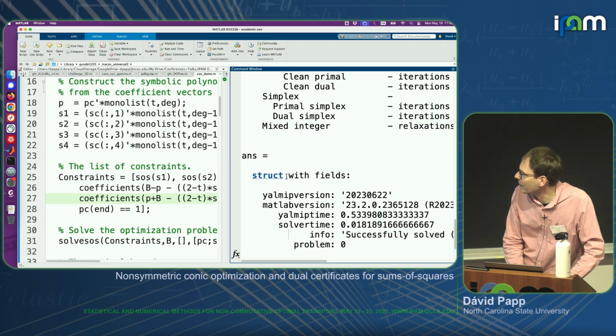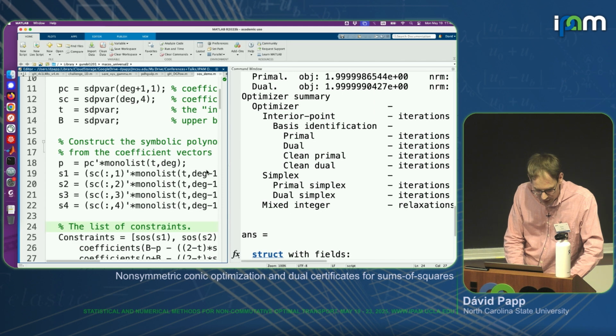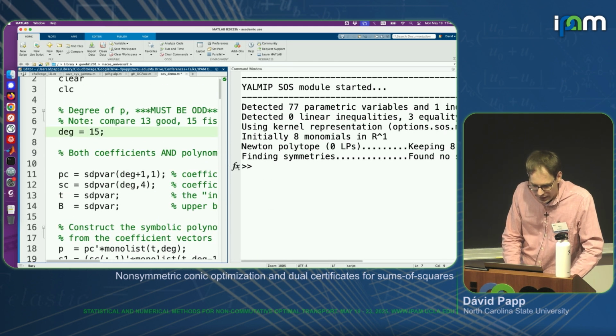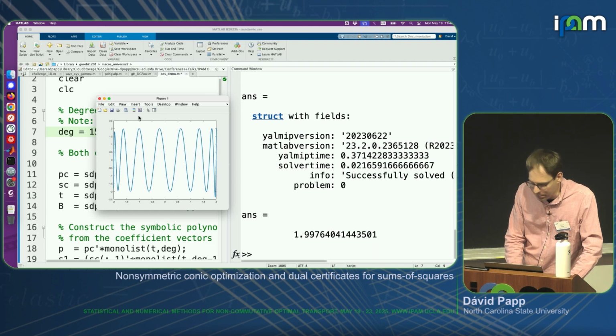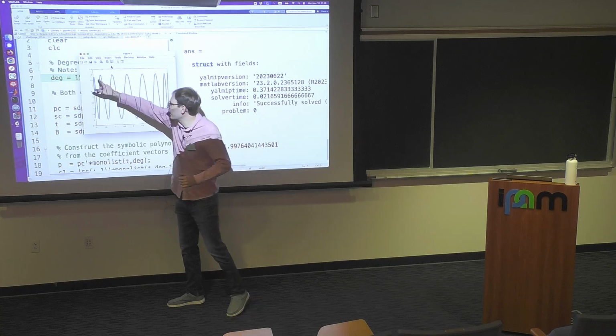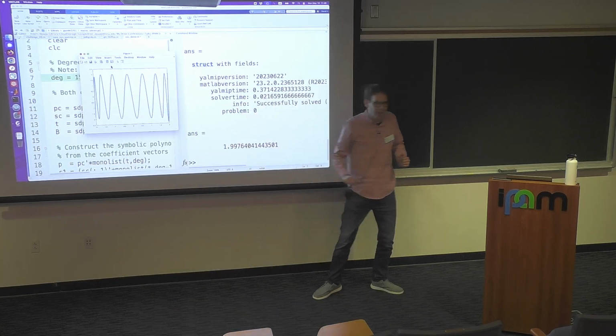By the way, the semi-definite programming solver I used is Mosek, which is a really good solver. And it works fine. So this was degree 13. If I increase the degree a little bit, I still get a basically instantaneous solution. You can see it's looking a little bit wonky. I don't really like it. I don't really like the optimal value either.